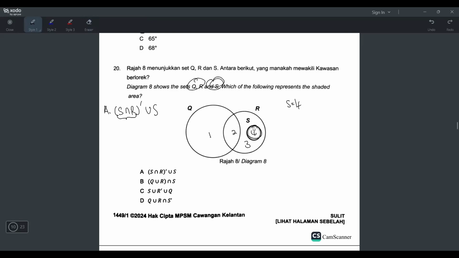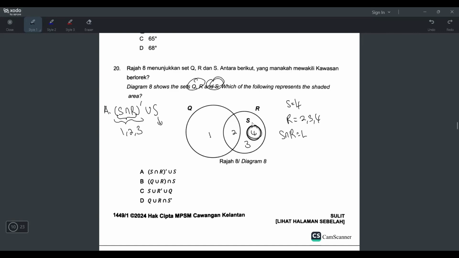S is 4. And then R is like 2 and 3. Okay, 2, 3, 4, sorry. Because R is like the whole thing, so 2, 3, 4. So the intersection of S intersect R will be 4 only lah. But they say bracket complement. That means everything except 4. So everything except 4 will be 1, 2, 3. That means this is the answer for S intersect R complement.